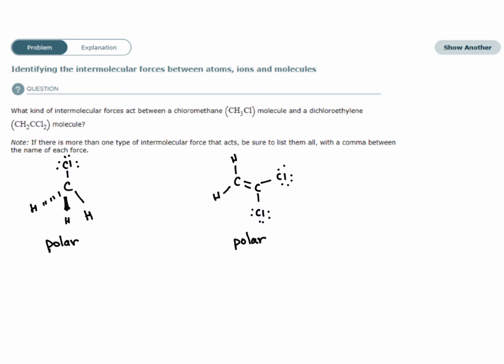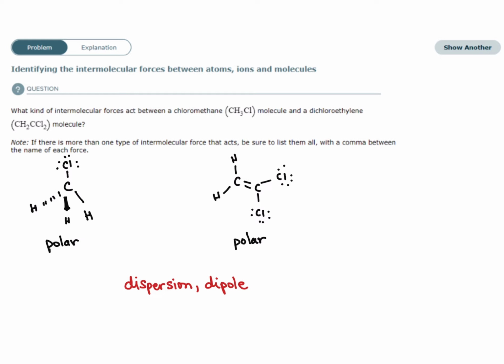So let's go ahead and think about our forces. The dispersion forces occur in all molecules, whether polar or nonpolar. So dispersion is one of the forces that occurs. We also have 2 polar molecules, so that is the dipole-dipole force, but for ALEKS, they just want us to put a comma and put the word dipole.